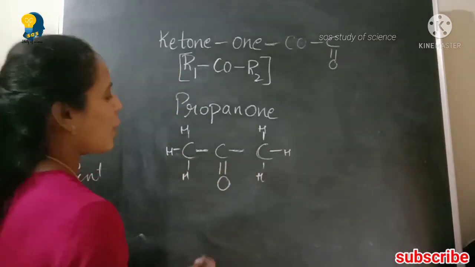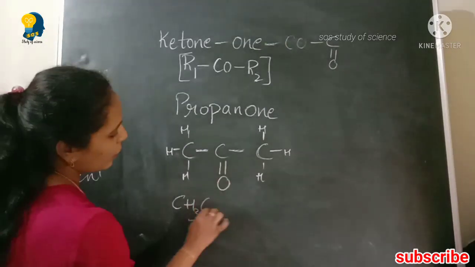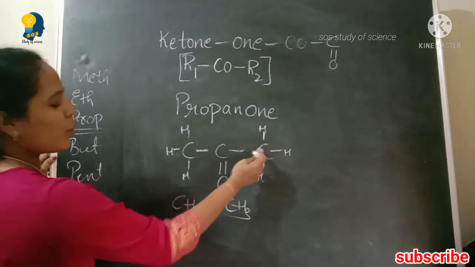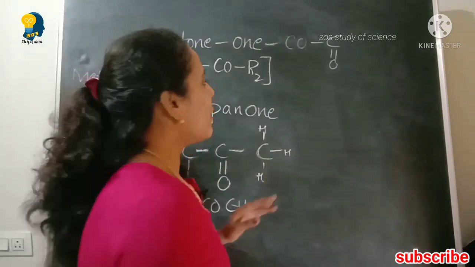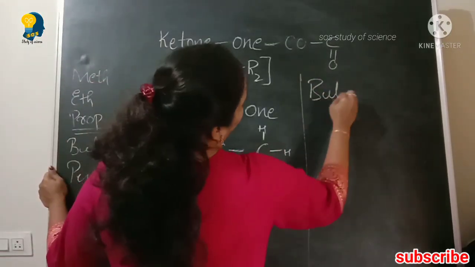How to write the formula now? See, CH3 CO CH3. Simple, guys. Very simple. Or you can add these two and keep the functional group. So this is also correct. Now let me teach the next member, that is butanone.